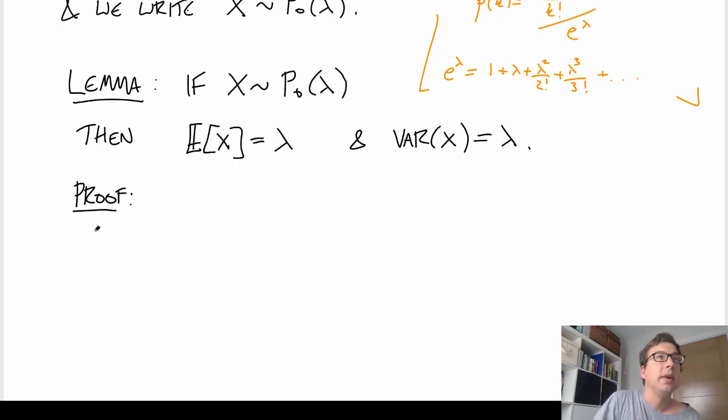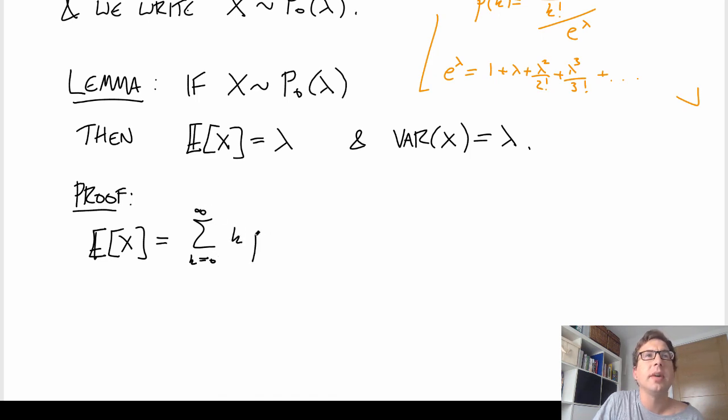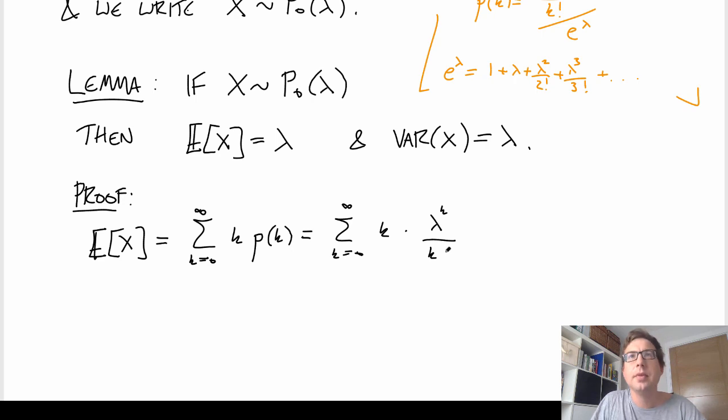Okay, so the expected value of X is equal to the sum from k equals 0 to infinity of the value of the random variable times the probability mass function equaling k, right? Which, from the form given above, is equal to k times lambda to the power of k divided by k factorial, times e to the minus lambda. Now notice this k factorial: the lead term from this is k, which cancels out with this k.